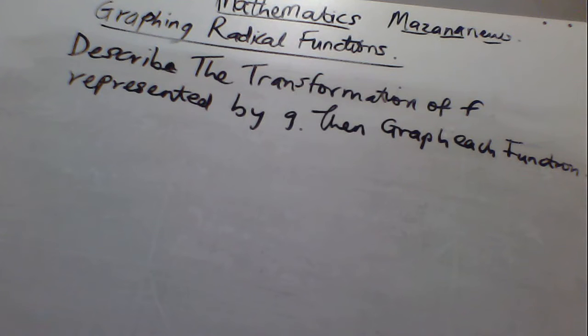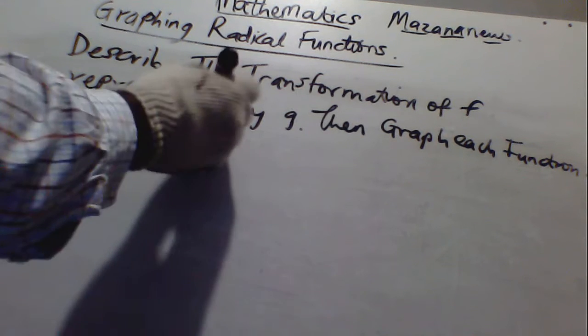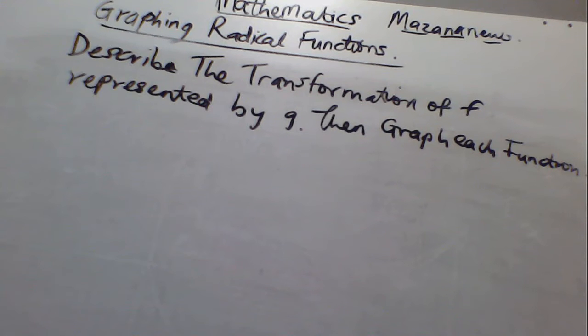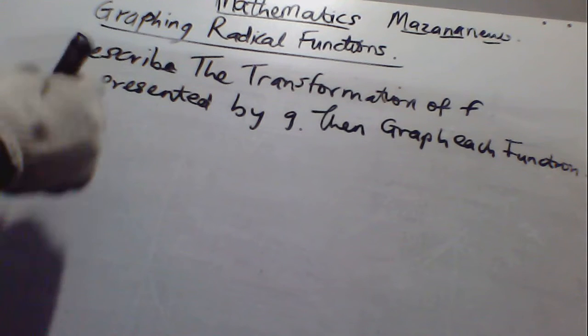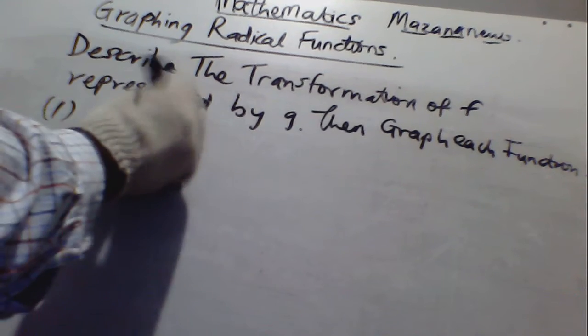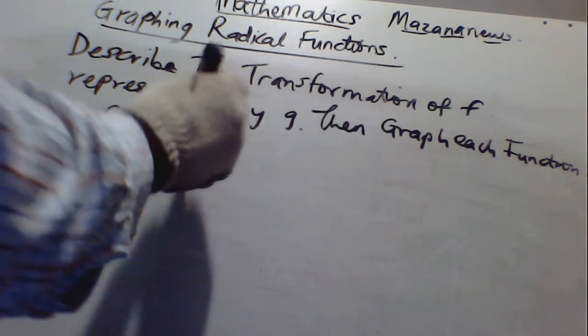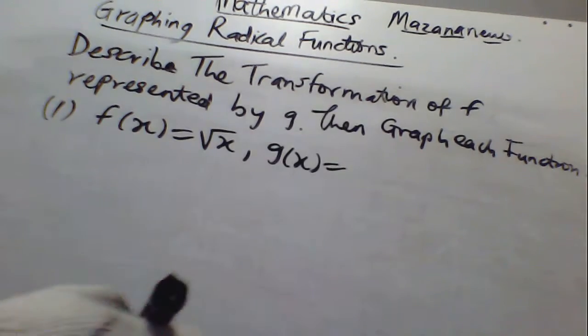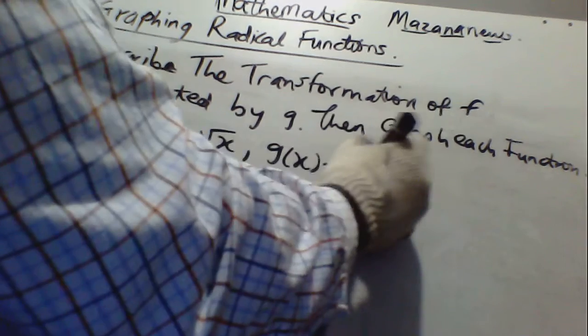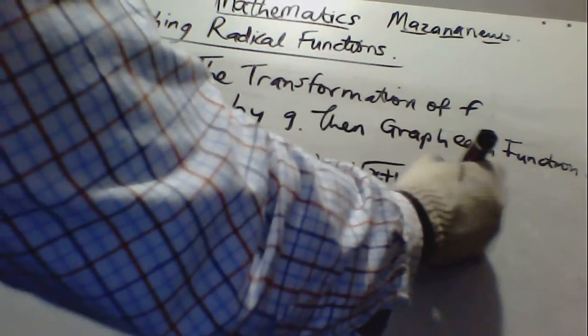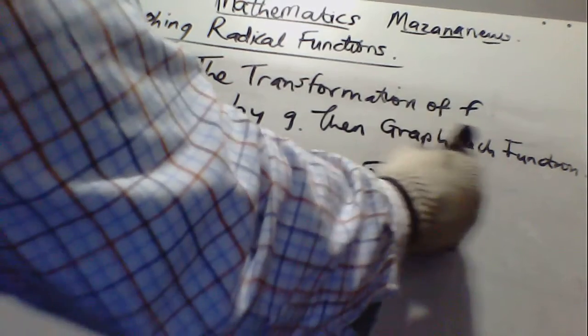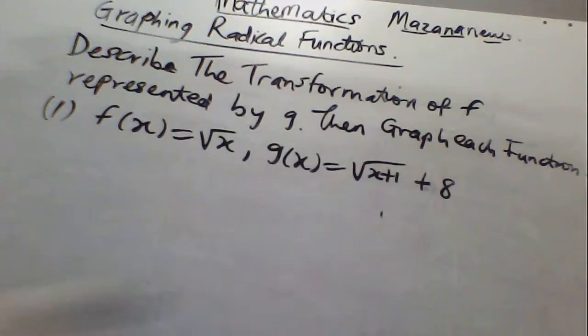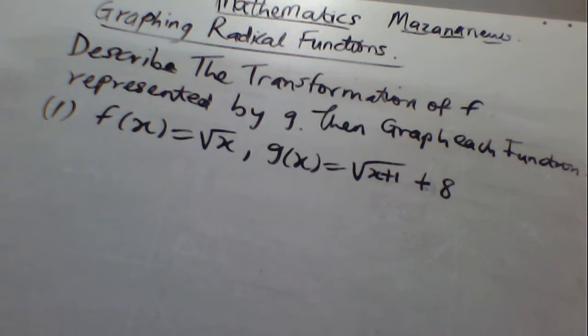So describe the transformation of f represented by g, then graph each function. The first is f of x is equal to root x. g of x is equal to what? Root of x plus 1, plus 8. So this is what we are given. This is the parent, and this is the transformation.